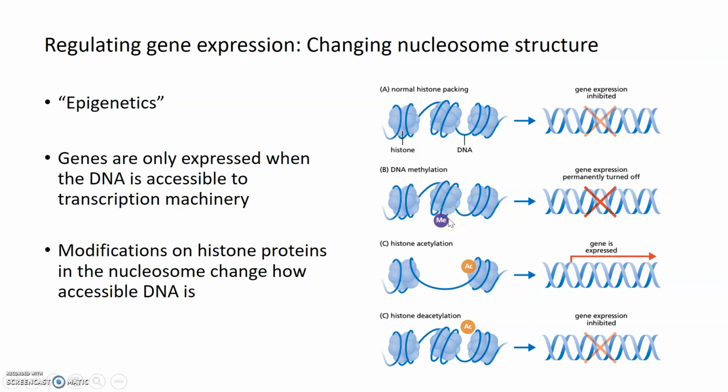Methylation makes the DNA inaccessible, and it does so irreversibly by binding to histone tails here. Acetylation makes the DNA more accessible and unwinds it from the histone proteins and allows gene expression to turn on. And deacetylation removes that acetyl group, rewinds the DNA, and turns gene expression off again. And so these changes to the nucleosome structure are one major way that gene expression is regulated.